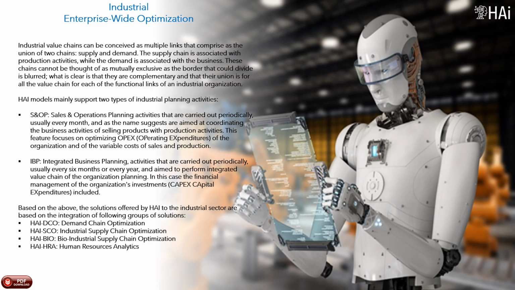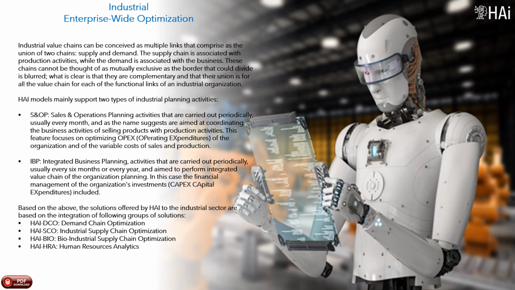HI models mainly support two types of industrial planning activities. S&OP, sales and operations planning, activities that are carried out periodically, usually every month or every week, to coordinate the selling of products with production activities. IBP, integrated business planning, activities that are carried out periodically, usually every 6 months or every year, and aim to perform integrated planning of the organization's value chain.